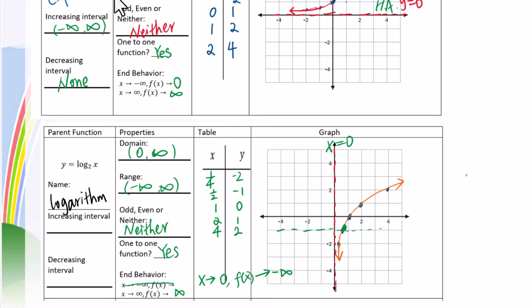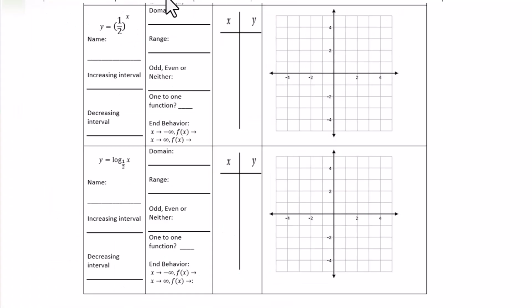So in its domain, it's an increasing function. Increasing interval will be the domain from 0 to positive infinity. No decreasing interval. y equals 1/2 to the x power is an exponential function because the variable is the exponent. Domain is all real numbers.